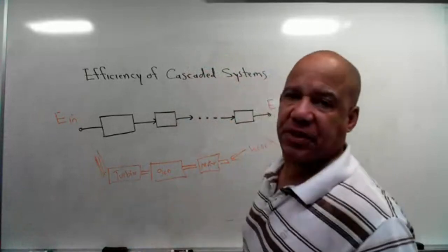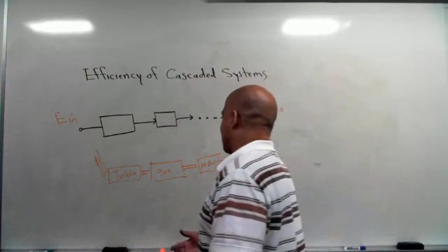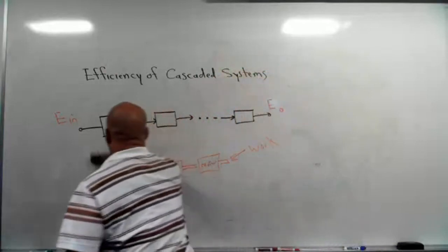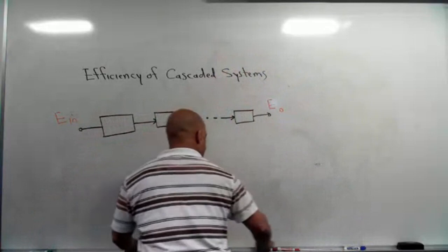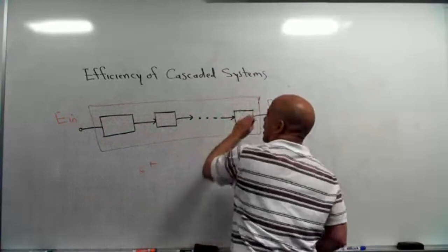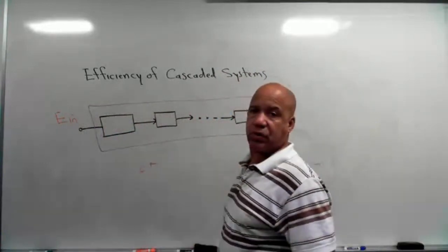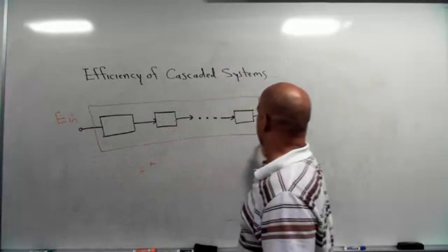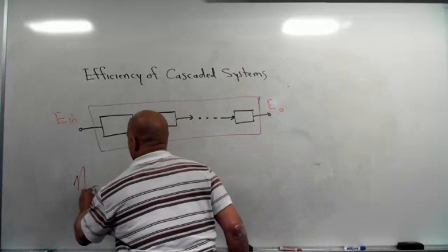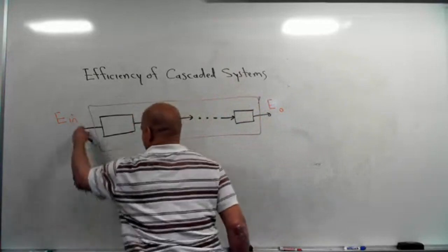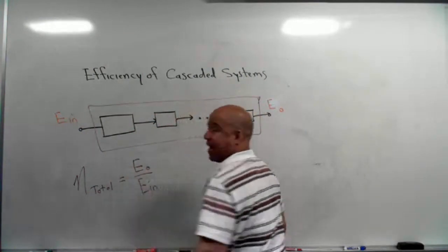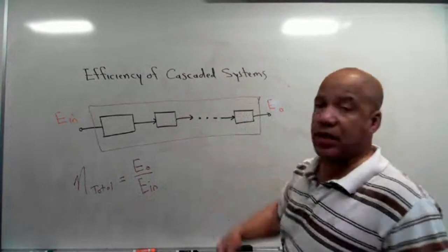So how do you deal with efficiencies of cascaded systems? And it can be as easy or as detailed as you want. I can look at the whole system. So if I put this whole thing in a box, and let's say I couldn't see all the subsystems, all these individual transducers. All I see is energy going in and energy going out. I can still get the overall efficiency. I'll call it the total. By taking that E out and E in, I can divide those, get the efficiency of the whole system.